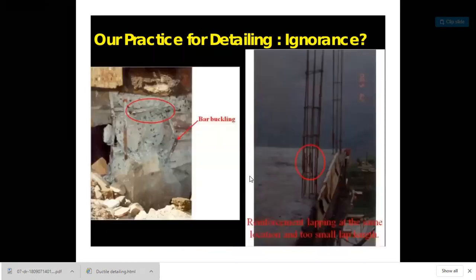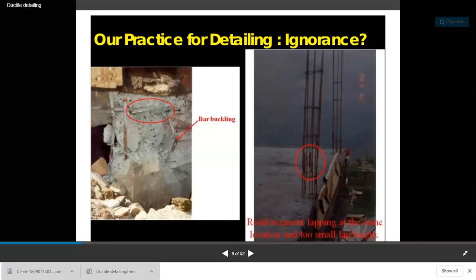In the next picture we can see the bar buckling. The second thing is bar buckling, and the next point they have shown here is reinforcement lapping at the same location with a small lap length. These two points also come under the ductile detailing of RCC members.